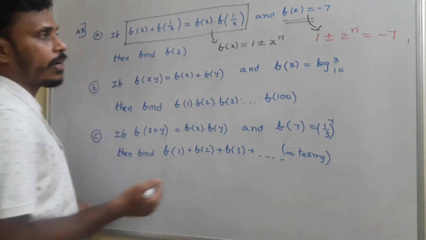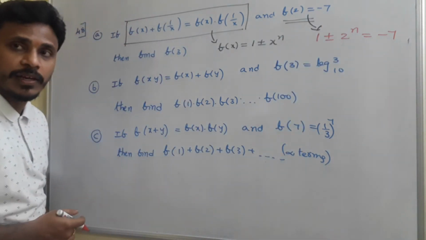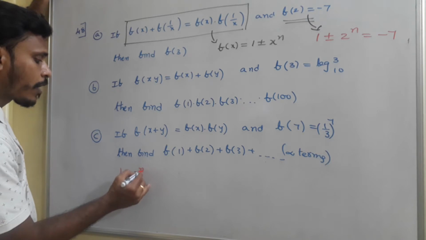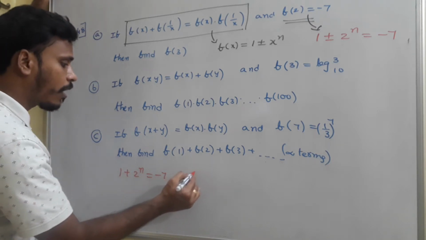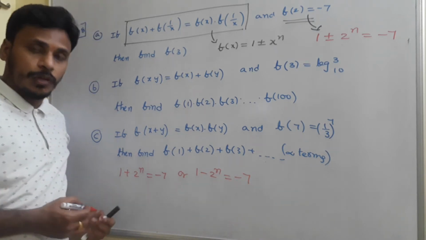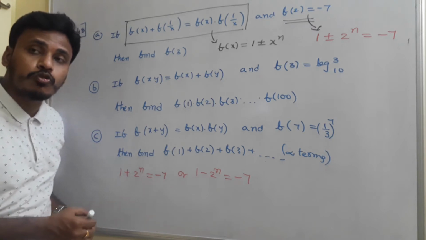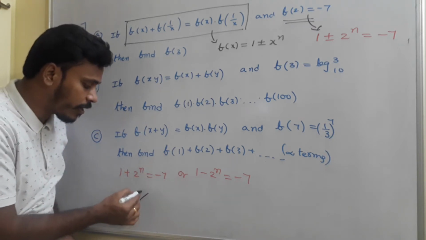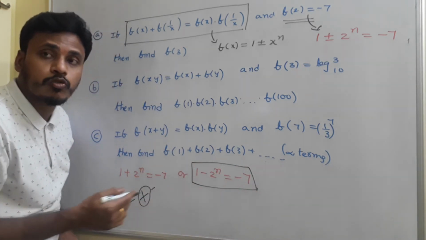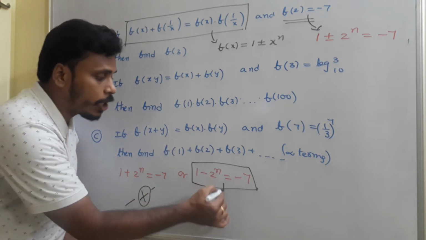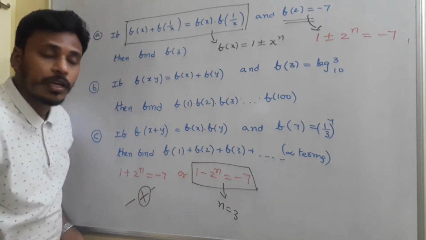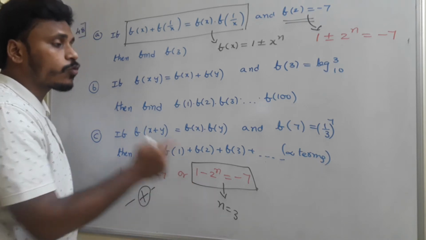Here we have two choices, right? 1 plus 2 power n is equal to minus 7, or 1 minus 2 power n is equal to minus 7. When you look at the first situation, 2 power something is always positive, plus 1 is positive, but it is minus 7, not possible. Then think about the second situation, 1 minus 2 power n is equal to minus 7. If you observe it clearly, the value of n is what? 3. So 2 power n is 8 and n is equal to 3. So from there n is equal to 3 and the relation is 1 minus 2 power n.